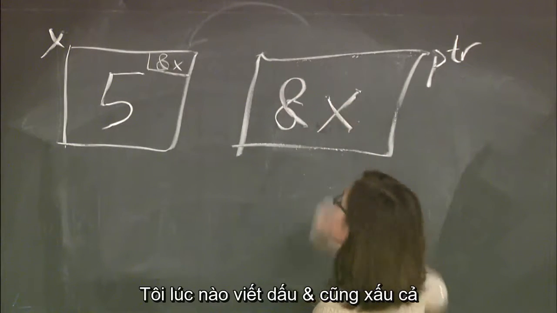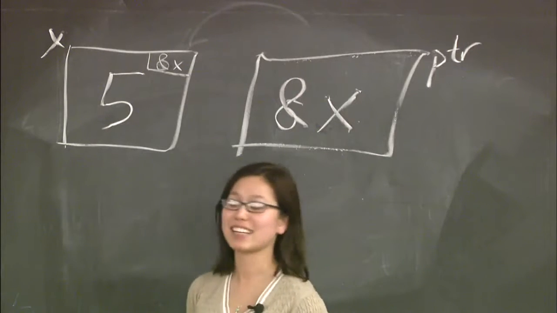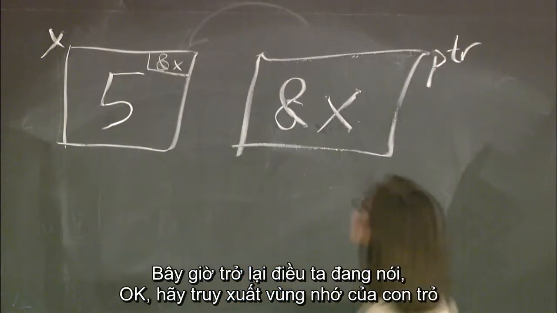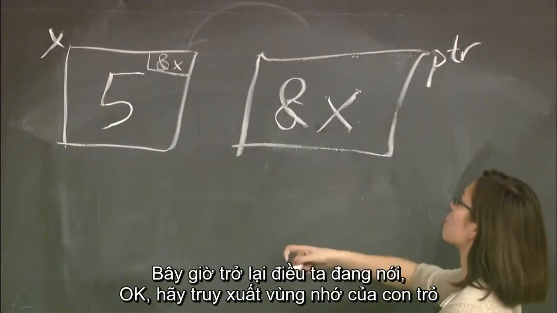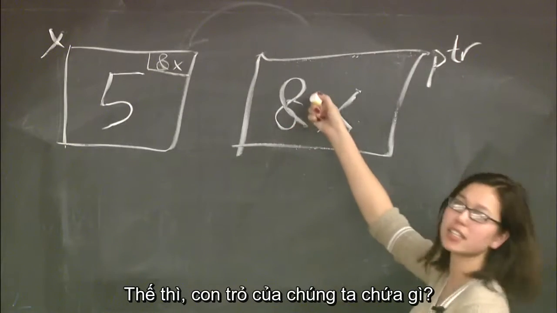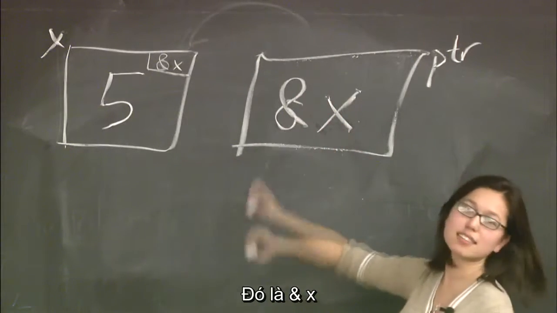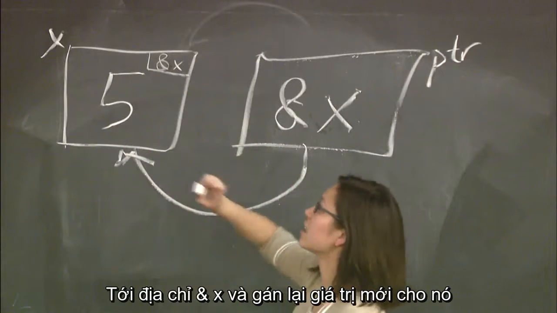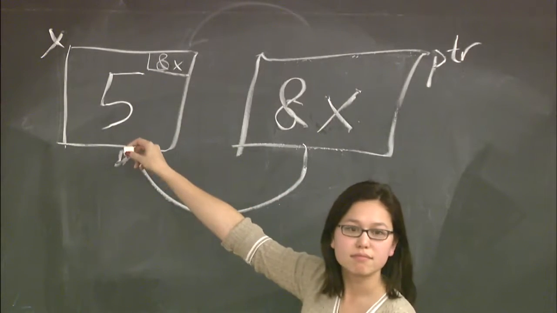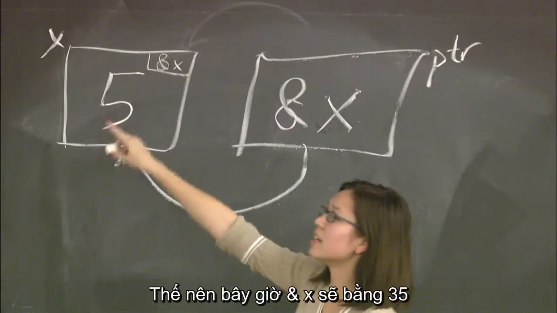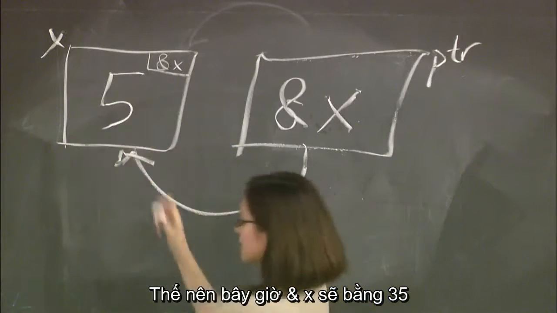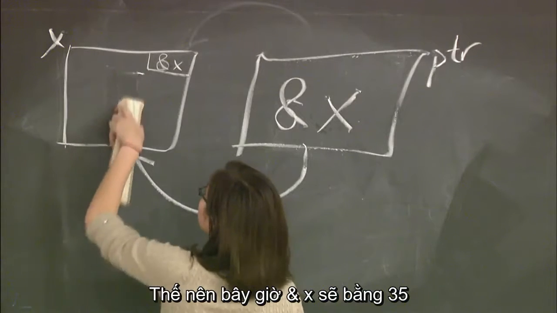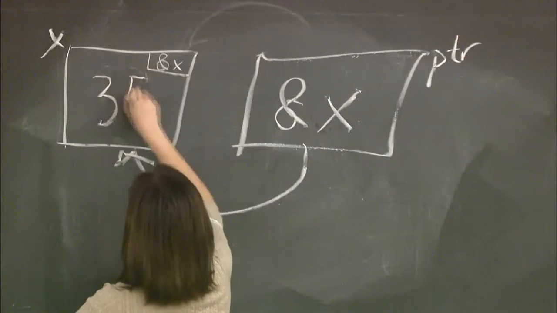I am terrible at ampersands. Okay, now what we're doing is we say, okay, dereference our pointer. So we go, okay, what's in our pointer? It's ampersand x. Go to ampersand x and reassign it. Okay, so now ampersand x is going to be 35.